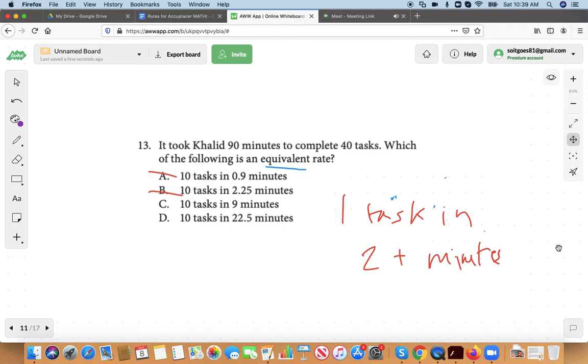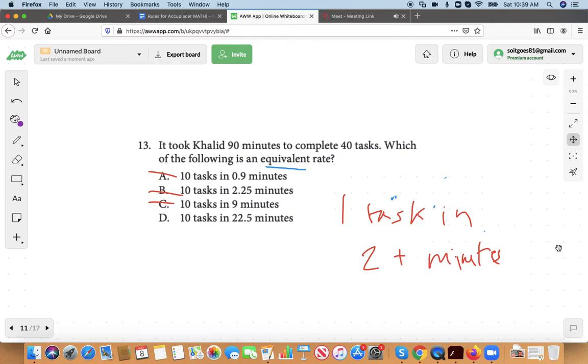Okay, what about answer choice C? Could you do 10 tasks in 9 minutes? No. Why not? Tell me why not. So 9 minutes, I would say it'd be almost a minute to do one task. And it's taking them longer than 2 minutes to do a task. That's less than a minute per task. Do you see that? And it takes them more than 2 to do 1. No way is it C. I'm guessing it's D.